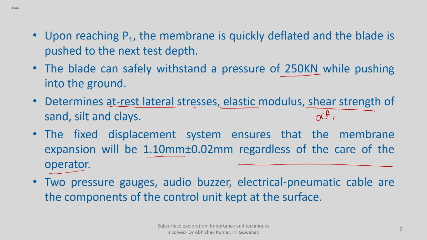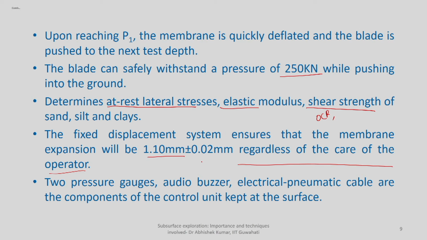So it is independent of any mistake that can be committed by the operator on the pressure measurements, because the membrane cannot move beyond 1.1 mm. Maximum it can go is 1.1 mm plus or minus 0.02 mm. Whatever the pressure corresponding to that, because the buzzer sound is there, when there is a sound you have to measure the pressure on the dial gauge reading.